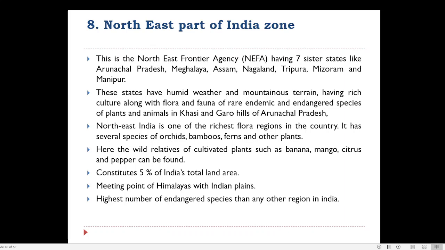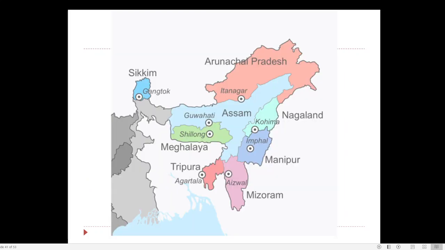Last time when we were in the nature camp, there was a garden in Eaglenest National Park. They were showing different types of orchids. Then this area constitutes 5% of the total land area of India. So this is an idea. See here you can see the major states. They are known as the 7 states. So these are the major states in the northeastern region.